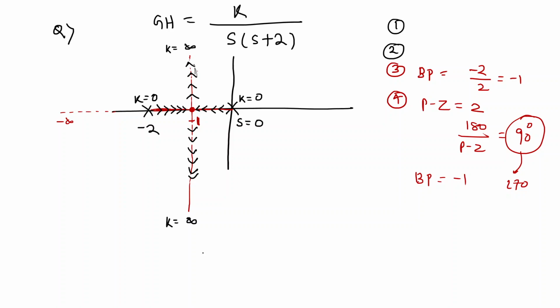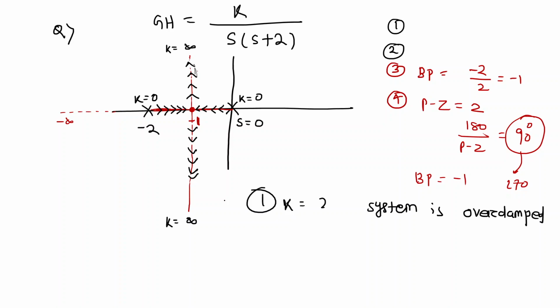This is the definition of root locus: the root locus branch will start at the open loop poles, where K equal to 0, and it will end at the open loop zero at K equal to infinity. So this is a complete root locus diagram. Now tell me, for which value of K is the system overdamped? This is my first question.